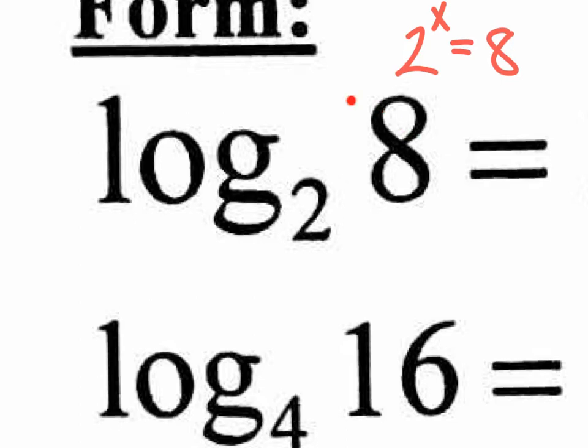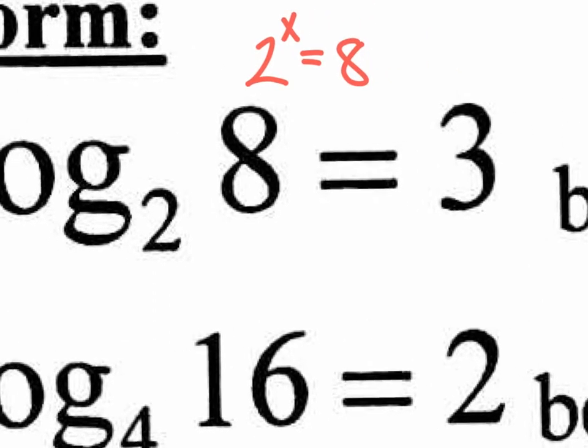So when you see this problem and I ask you to simplify it, you got to think, okay, the base on the log is really going to be the base on my exponent situation. And then I got to think, 2 to what power gives me this answer? 2 to what power gives me 8? The answer is 3. Does that make sense?